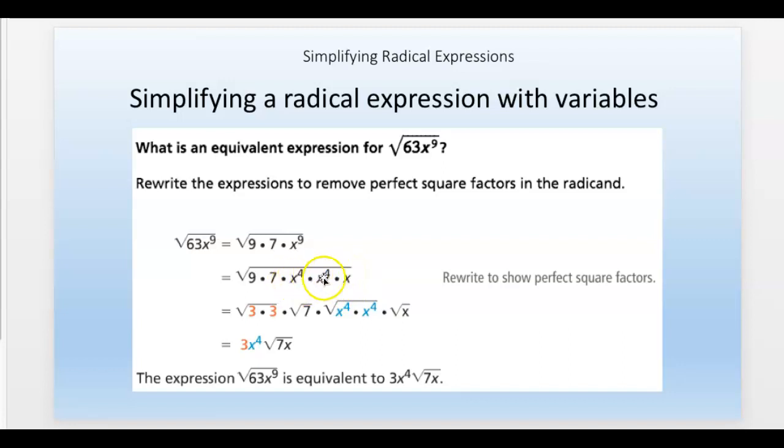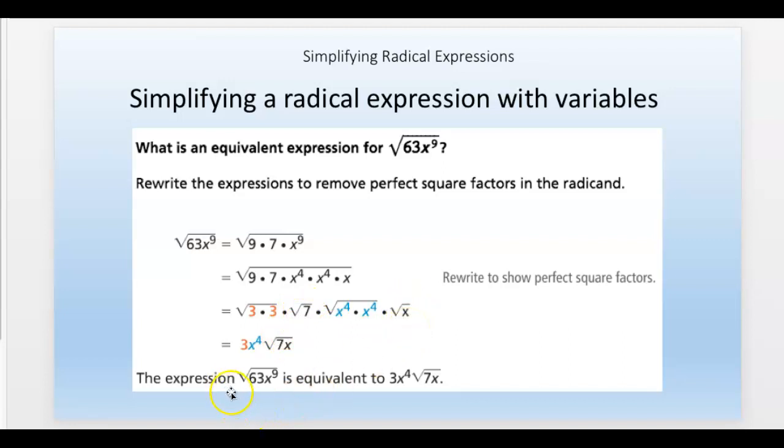And with x to the 4th times x to the 4th, once you get 2 of them, you can take one of them out, take one of those outside the radical sign. It's the same thing we're doing with the 3's. The square root of 9 is 3, 3 times 3. So once you get 2 of them underneath the radical sign, you can take one outside. So the 3 and the x to the 4th come outside the radical sign. And what's left? There's a 7 still in there, and there's one x still left.